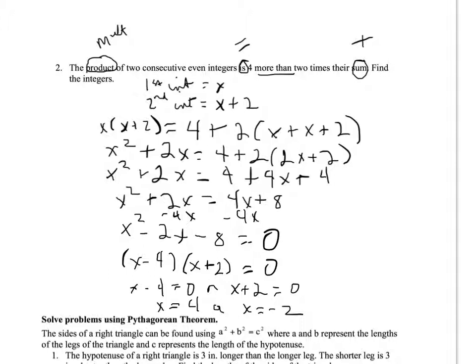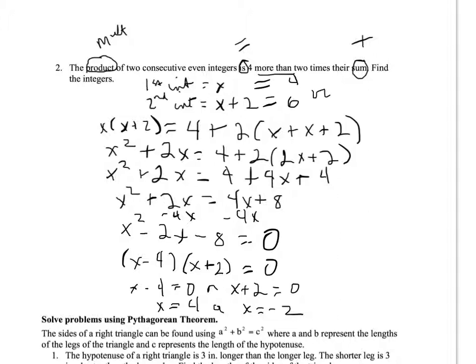So read carefully. In this case, I know it's possible that the first number could be a positive 4. And if it is, 4 plus 2 is 6. Now let's check and make sure this pair really works. The product of these numbers, 4 times 6, is 24. Is that 4 more than 2 times their sum? Well, their sum is 4 plus 6, which is 10. 2 times that is 20. If I add 4 to it, I do get 24. So that would actually satisfy the problem.